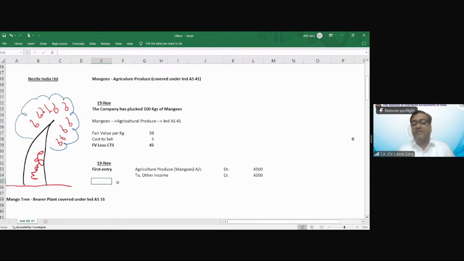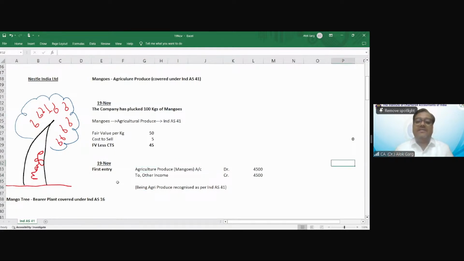If this company would not have this mango orchard, this company has to purchase the mangoes from outside. So this is the income, right? They got these mangoes free of cost. So this entry is as per Ind AS 41, being agriculture produce recognized as per Ind AS 41.